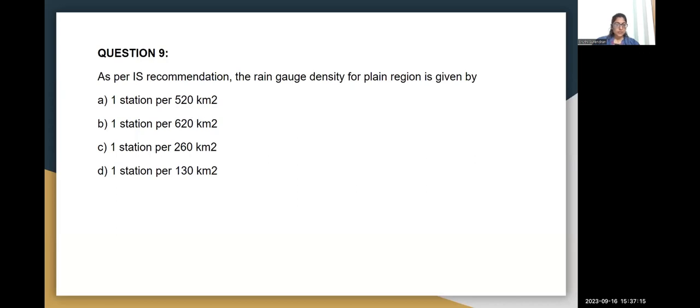Now the ninth question. As per IS recommendation, the rain gauge density for plain region is given by one station per 520 kilometer square, one station per 620 kilometer square, one station per 260 kilometer square, or one station per 130 kilometer square. What is the rain gauge density for plain region as per the IS recommendation?